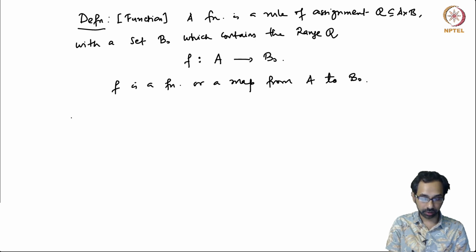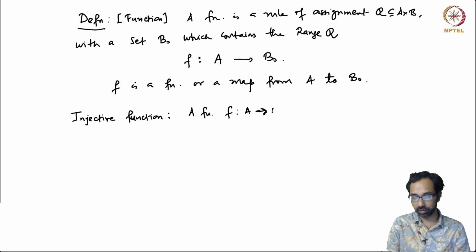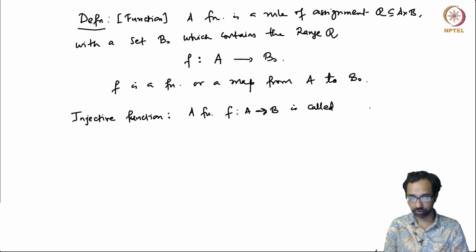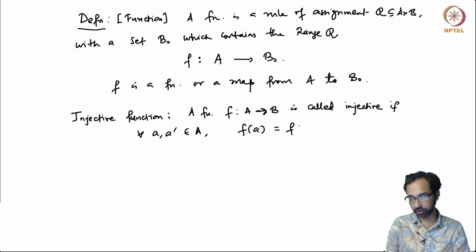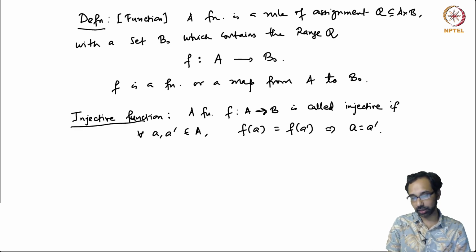So one such is the injective function. A function f from A to B, let's say, where I'm just replacing B naught with B to make it shorter, is called injective if for all a and a prime in A, the statement f(a) equals f(a prime) implies that a equals a prime. So this is the definition for an injective function.